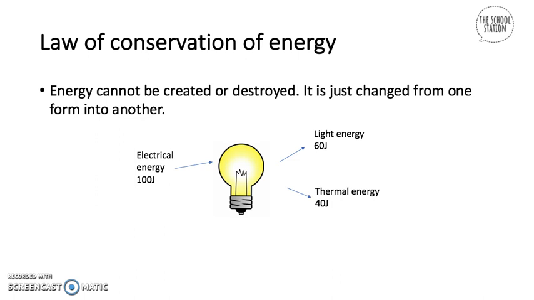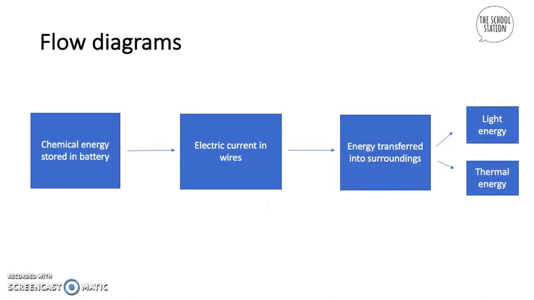We can actually represent this using a flow diagram, and this is what I have over here. So this is showing you again a flow diagram of the torch bulb. So instead of having to draw a light bulb and then writing down 100 joules and then 60 and 40 joules, you can draw it as a flow diagram over here.